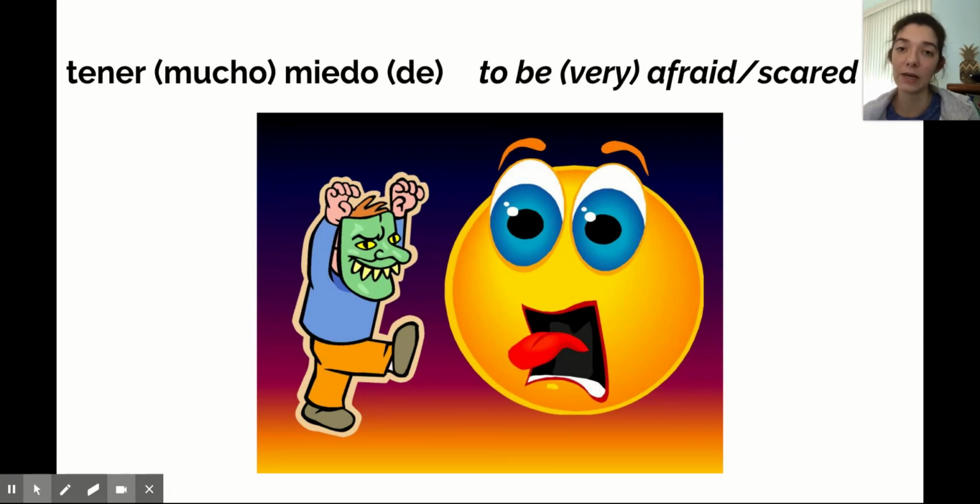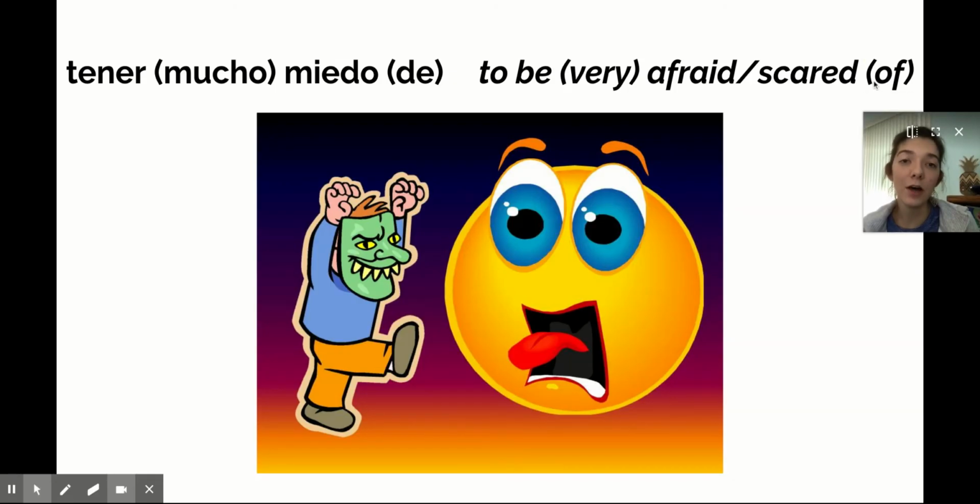Tener mucho miedo de. To be very afraid or to be very scared of, in parentheses. Because you're not always afraid, like, you're afraid of the dark, right? Tener miedo de la oscuridad, of the dark. You don't necessarily always need the de, though. That's just there just in case. But tener mucho miedo, to be very afraid or scared, okay? Mucho miedo de. Tener mucho miedo de. To be very afraid or scared of.